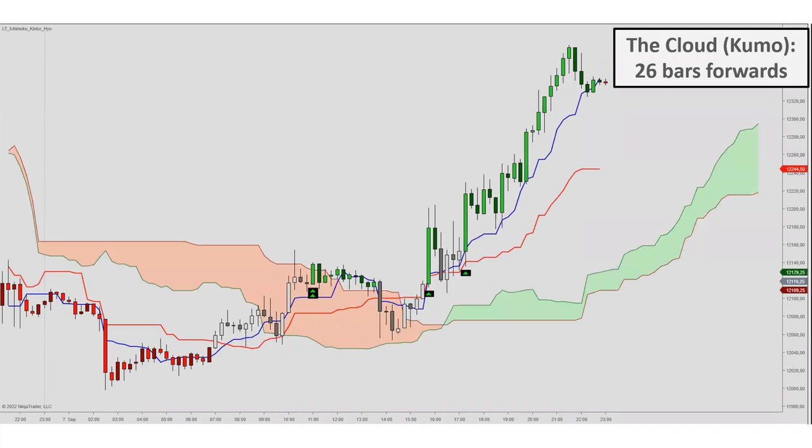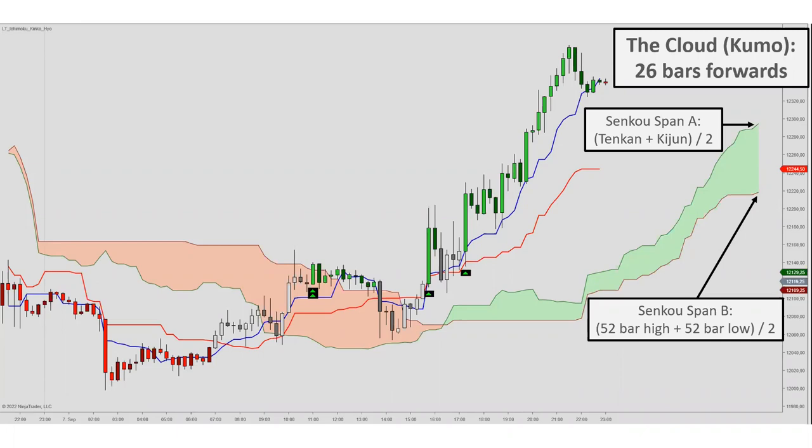First, this is the most characteristic plot, the Ichimoku cloud or the Kumo, which is projecting forwards 26 bars by way of two lines, the Senkou A and B spans. So the Senkou span A is simply the Tenkan Sen plus the Kijun Sen. So if you remember, you have 9 plus 26 here. So 35-period high plus 35-period low, again divided by 2. And then the Senkou span B is a 52-bar period.